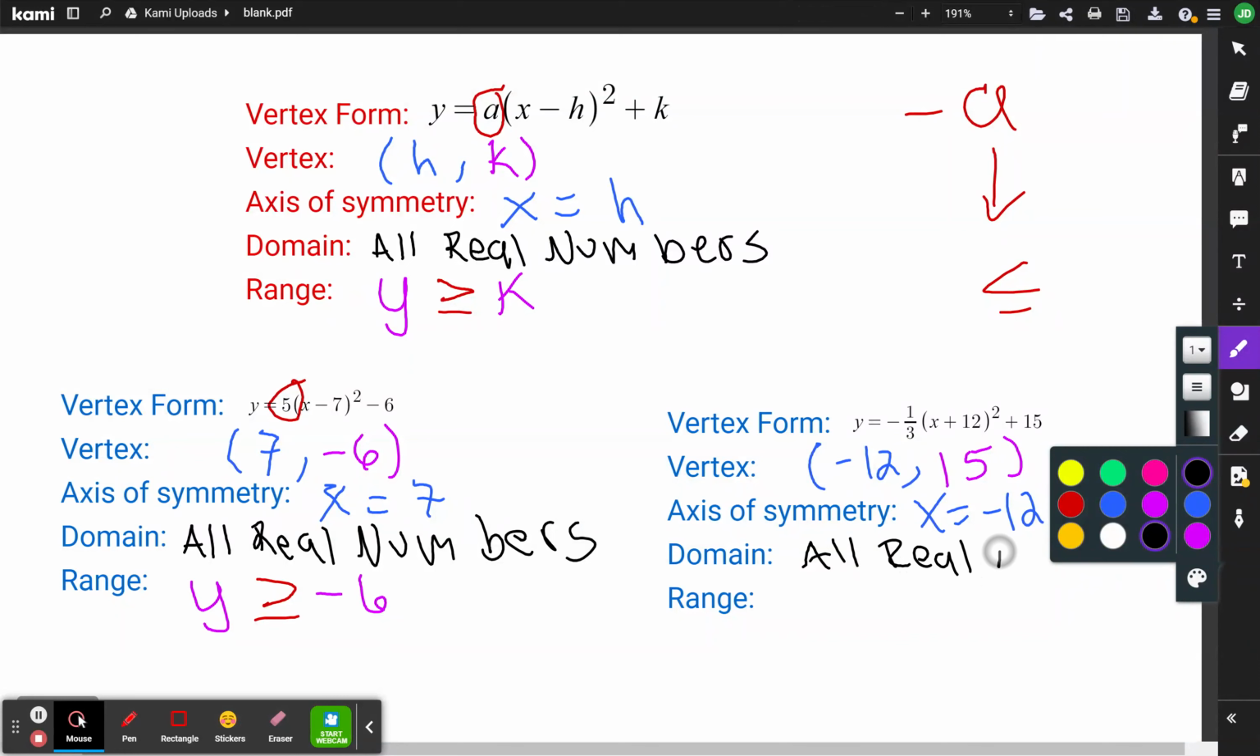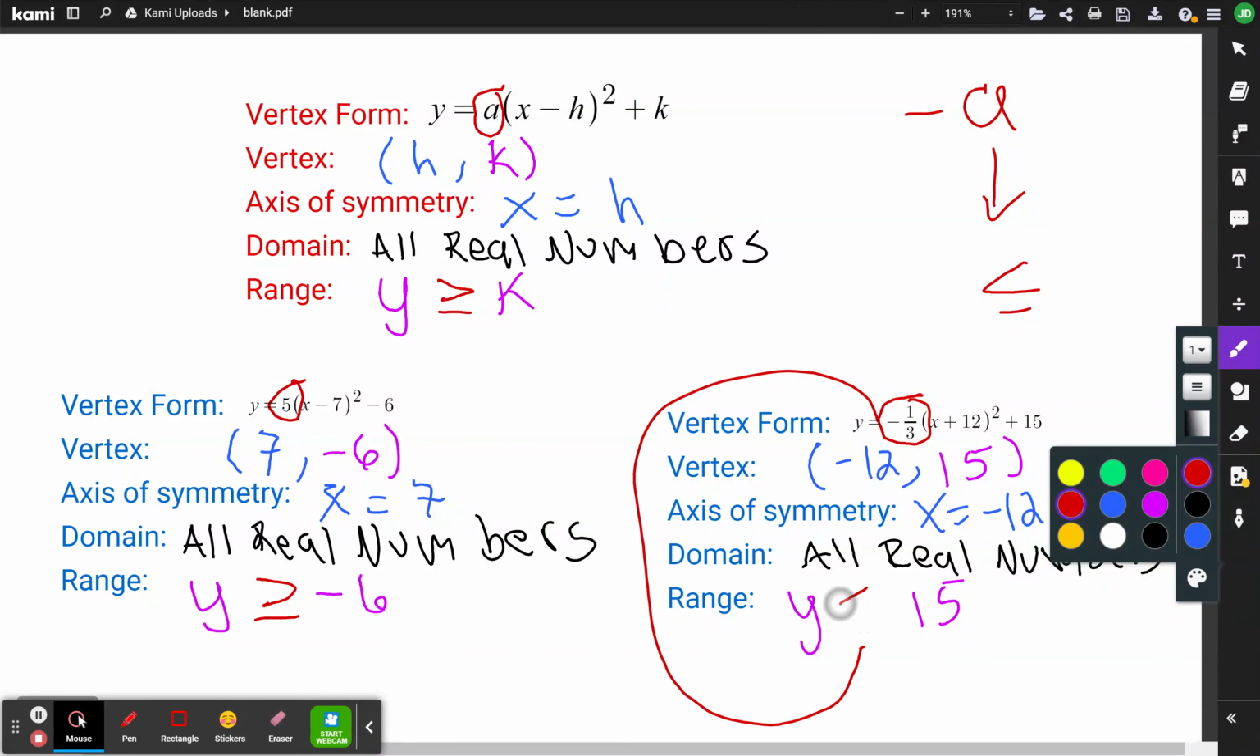And then the range is the y coordinate of the vertex, which is 15. Your job is to figure out the direction of the inequality. Because it's -1/3 in front, that means we're going to do less than or equal to. On the other one, it was +5 in front. That's why we did greater than or equal.